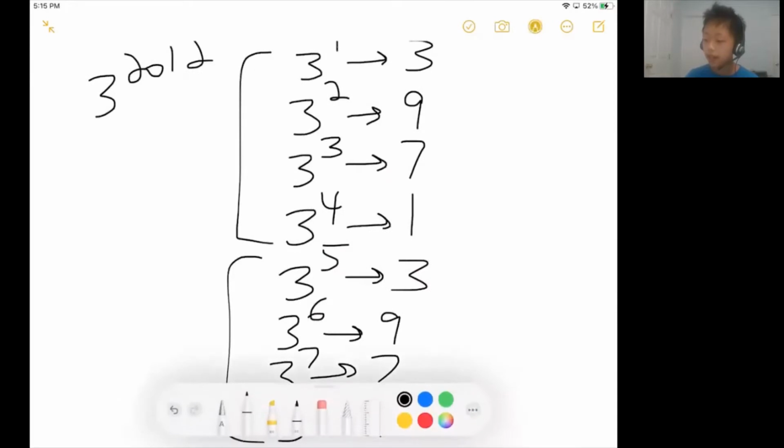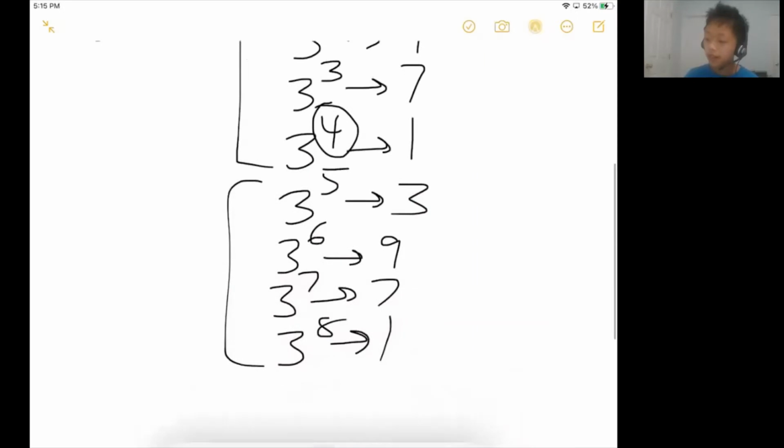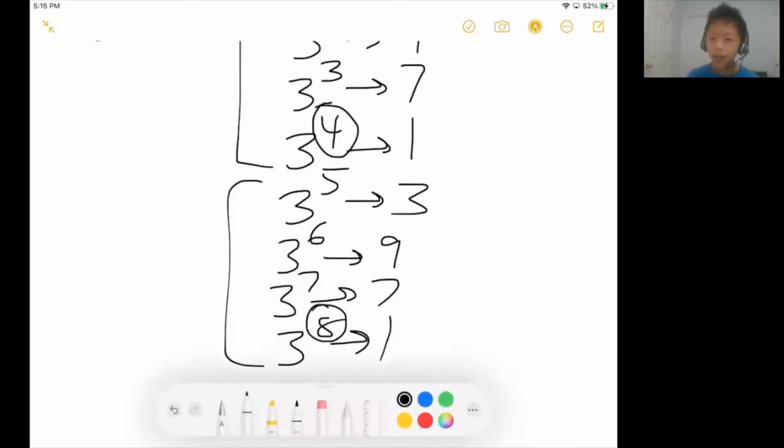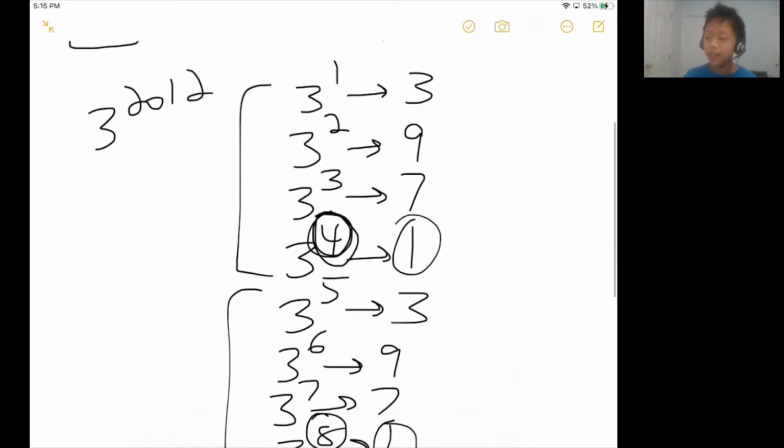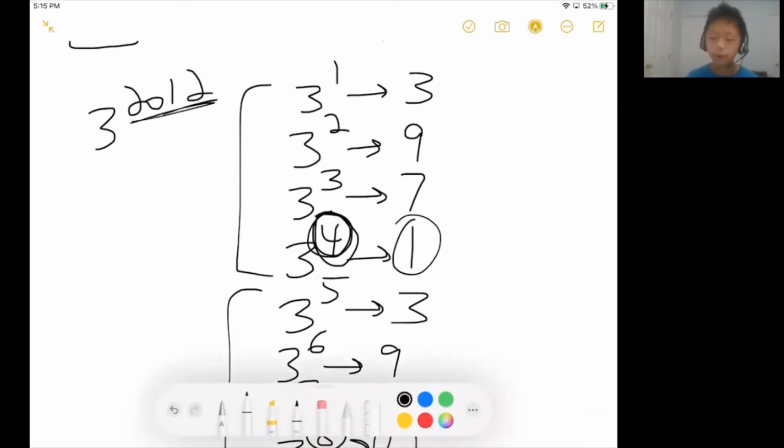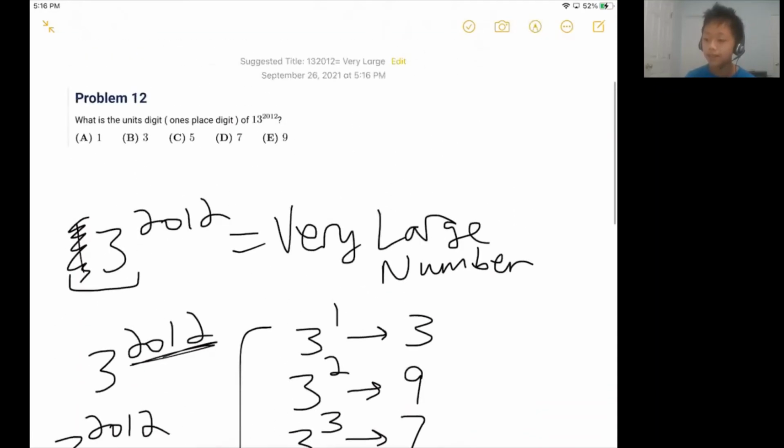And notice that 3 to the 4 and 3 to the 8 both end in a units digit of 1. So in general, if you continue this pattern, 3 to any multiple of 4, like 3 to the 4, 3 to the 8, 3 to the 12, 3 to the 16, and so on, will all have a units digit of 1. And conveniently, we see that 2012 is divisible by 4. So that tells us that 3 to the 2012, continuing this cycle of 4 pattern, would have a units digit of 1. And that would give us choice A.